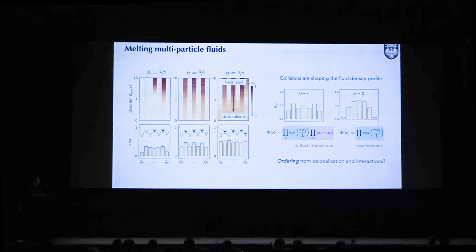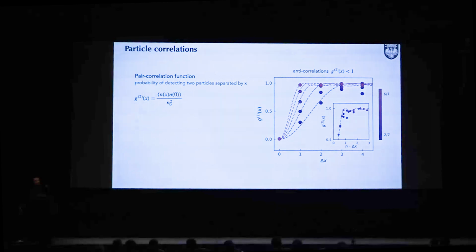But if we take our many-body wave function, where we have contact interactions, then we can see that our theory matches our experiment very well. And this is saying that clearly interactions are reflecting and shaping the profiles of the fluid. And one way we can probe the order due to delocalization and interactions is by measuring the spatial G2 to probe the order of the fluid, by measuring the correlation function, where you quantify the probability of simultaneously detecting 2 particles some space x apart.